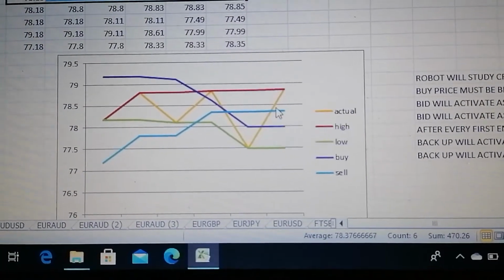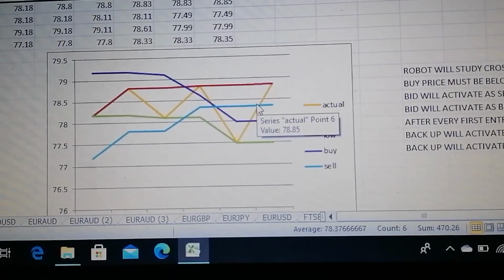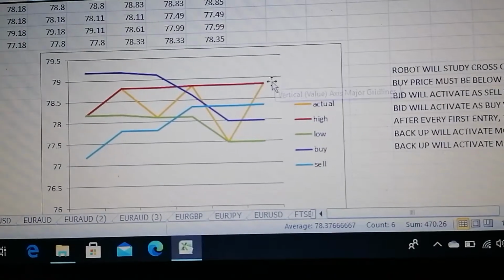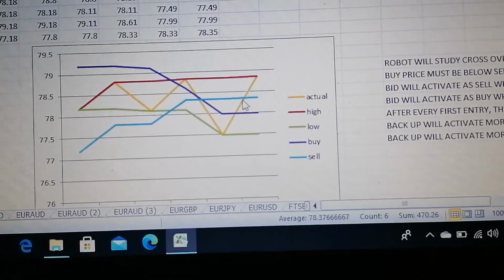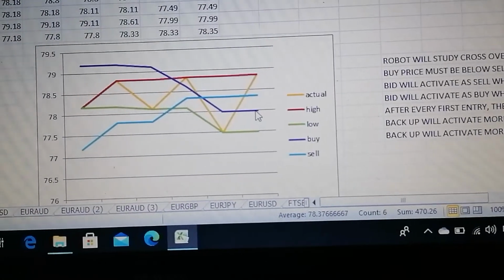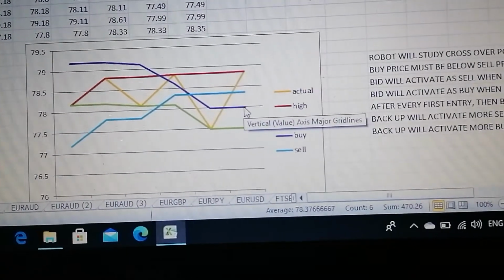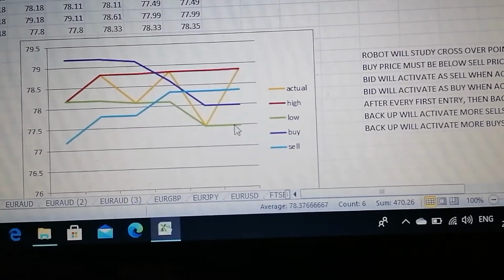So the bids will be activated. The first sell will be activated here, and future sells will be activated early with higher lot sizes as much as possible. Same thing when the market comes down again and touches this purple line, it will start the first buy and will continue to buy until it gets to this green line.